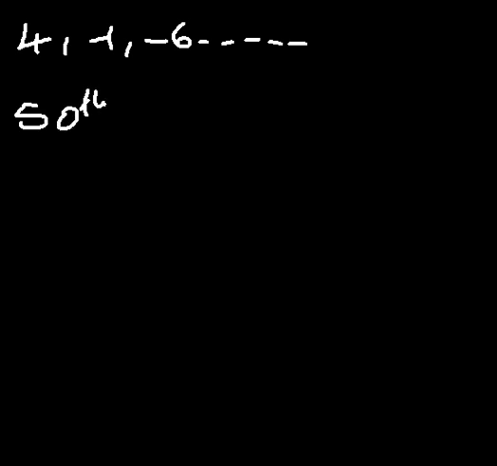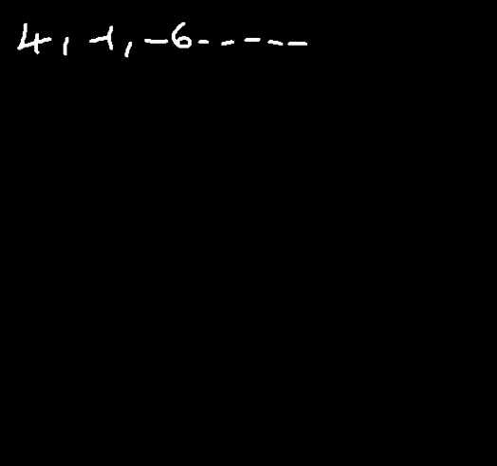Let's say we have the arithmetic series given as 4, negative 1, negative 6, and the numbers keep on going this way. What is the sum of, let's say, the 15th term? And for this case it should be 15 terms. How should you be able to have the sum of 15 terms?